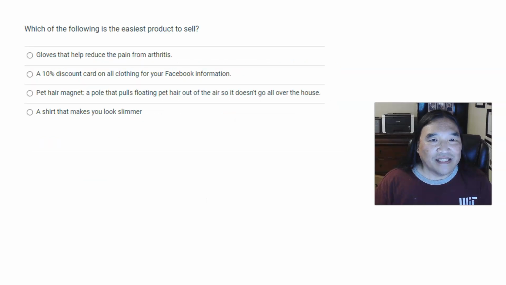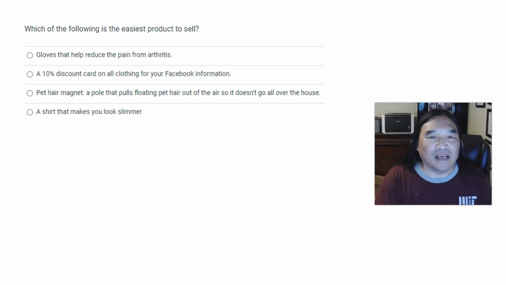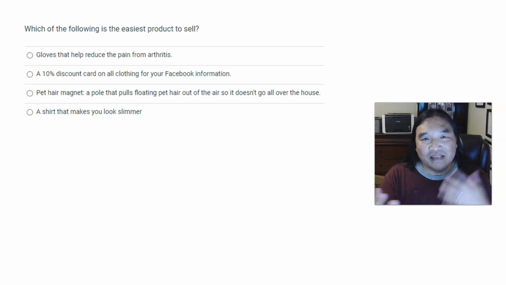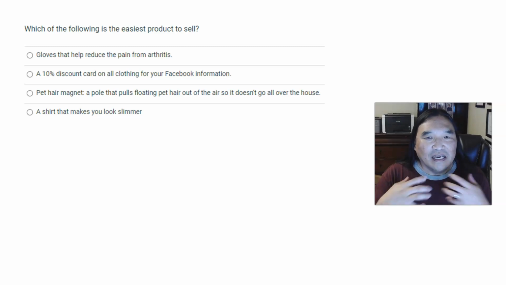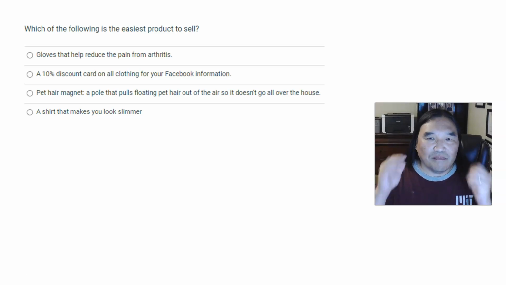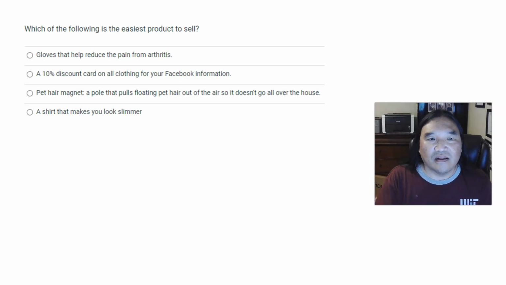Which of the following is the easiest product to sell? This comes out of the lecture. It talked about how you have to get people to do things, but it's about wants and needs. It's a lot easier to sell a need than it is to sell a want. And this is why entrepreneurs are always talking about the pain, the pain, the pain. The pain is a lot easier to sell.